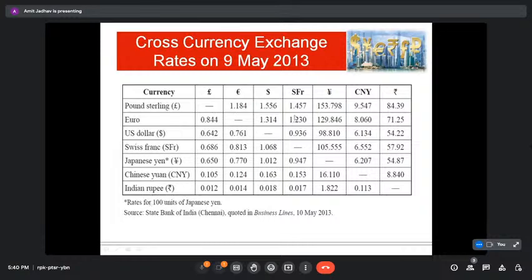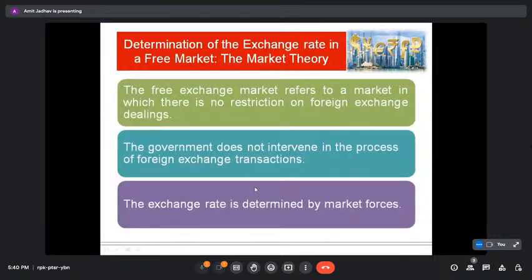Each currency here shows the rate of exchange in terms of another particular currency. That rate may be fixed in a free market, and sometimes there is control over the foreign exchange market. So now, the determination of the exchange rate in a free market.